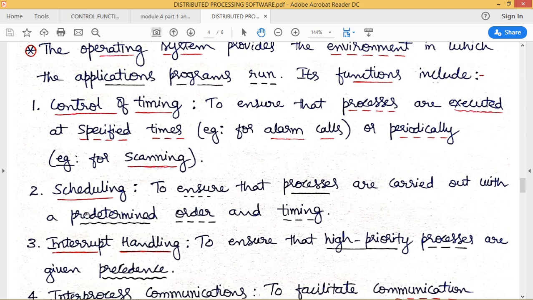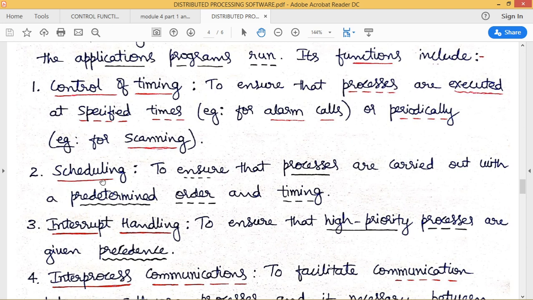Next, let us deal with scheduling. Of course, the processor or the exchange must perform scheduling operations also. To ensure that processes are carried out in a predetermined order and timing, scheduling is important. So the processor must make sure these tasks are performed one after the other. The order of the operations must be decided, and that will be taken care of with the help of scheduling, and also with respect to timing.